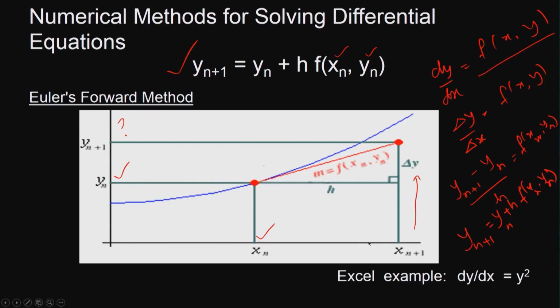So either I can put a small h, or I can use different methods. There are some very good methods which, even with large h, can give a very good approximation for y_n plus 1 from the slope here. Basically, in this method you have the slope here, and then we multiply by h and add it to y_n to get the y_n plus 1 value. That is called Euler's method. Euler's method is the simplest of all these methods.